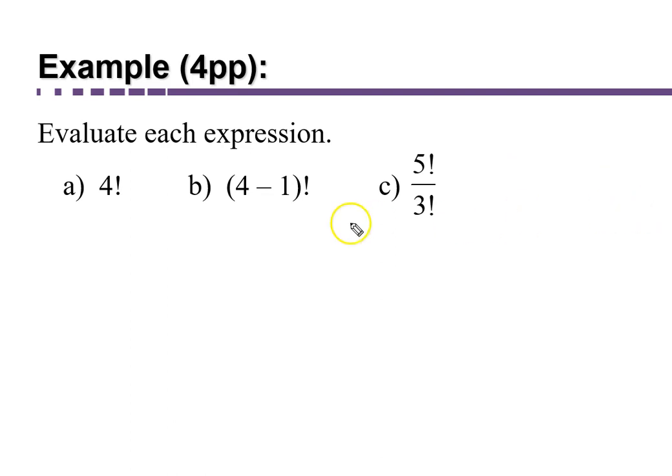Now there is a key in your calculator to help you with this, but this would be, if you worked it out through arithmetic, 4 times 3 times 2 times 1. This is example 4 in our PowerPoint slides. You want to include this in your notes. This is A. So 4 times 3 is 12 times 2 is 24. 4 factorial is 24. Now in letter B, we always do what's in parentheses first. 4 minus 1 is 3, so this will be 3 factorial. 3 times 2 times 1. This is going to be 6.